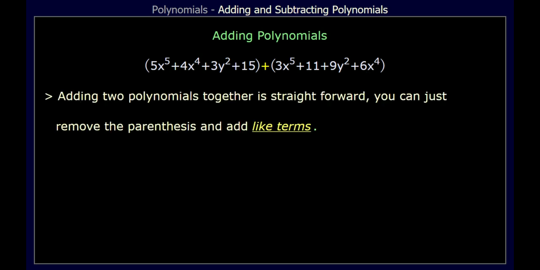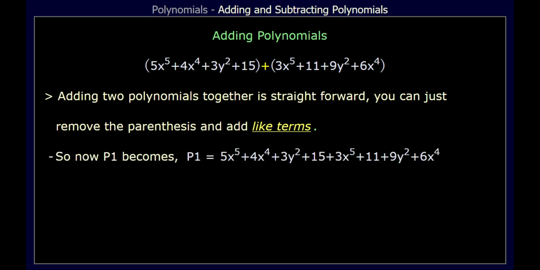Well, adding two polynomials together is pretty straightforward. You just remove the parentheses. Why is that? Well, the plus doesn't change any of these signs. So if I distribute the plus through, the signs just stay the same. It's the same thing as just throwing away the parentheses. So that's what I've done here. I've just thrown away the parentheses and copied all the terms with the exact signs we see there, and I bring them down here.